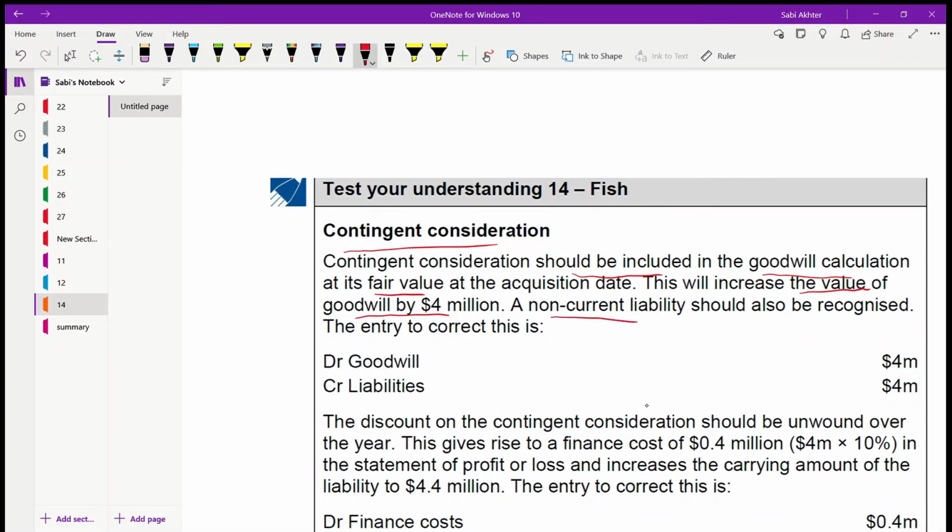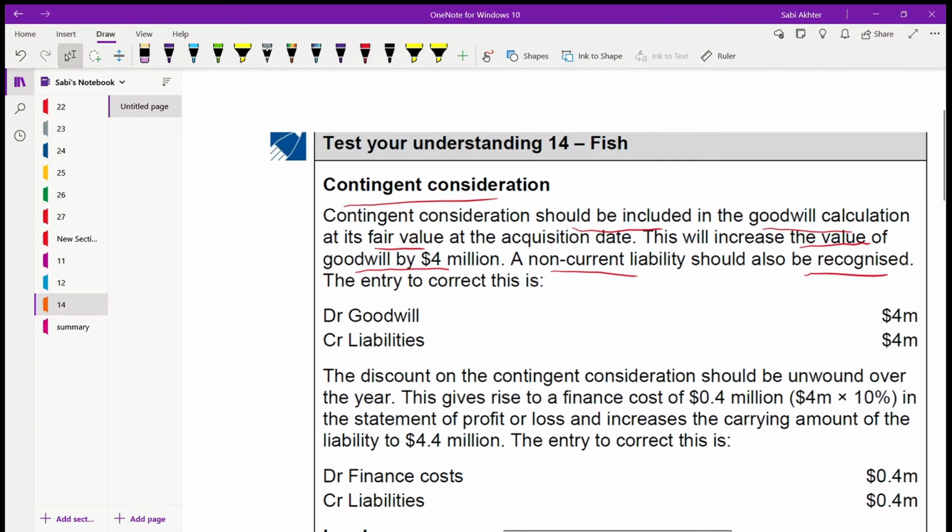Also, a non-current liability should be recognized, because contingent consideration is something to be paid in the future if you have made profit in 2005. So you are not paying now, in the future, so it's a non-current liability. Today you have to recognize it. So you debit goodwill because goodwill will increase, and you have to credit liability.